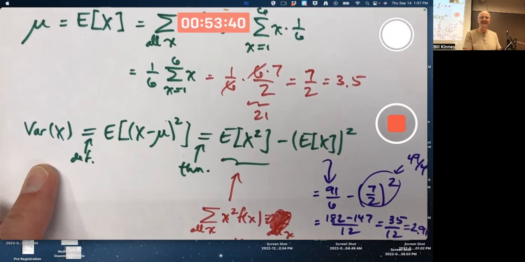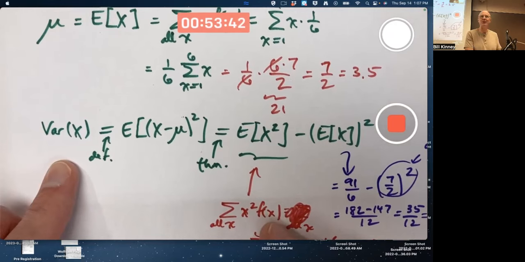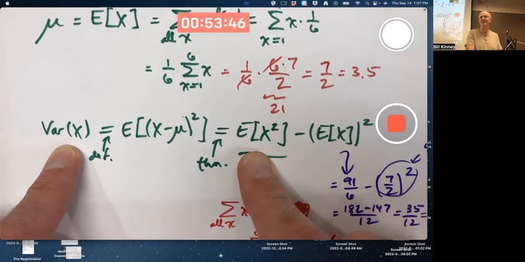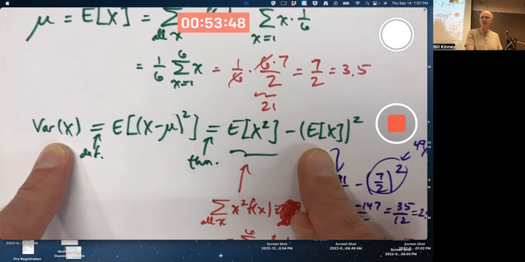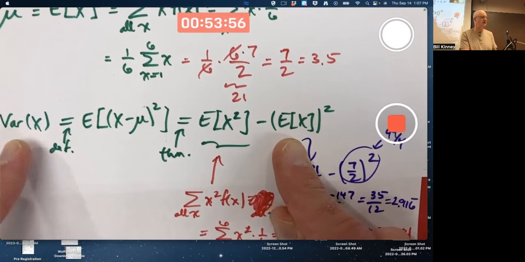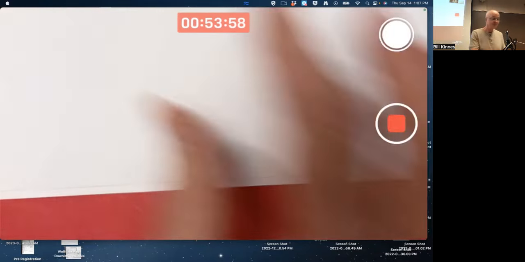By the way, if you happen to know the variance and the mean, you could also use this equation to solve for the second moment. You could add the square of the mean to both sides. That's something else you can do with this equation. I don't think I ever asked you a question like that, but I have seen it come up on actuarial exam problems.